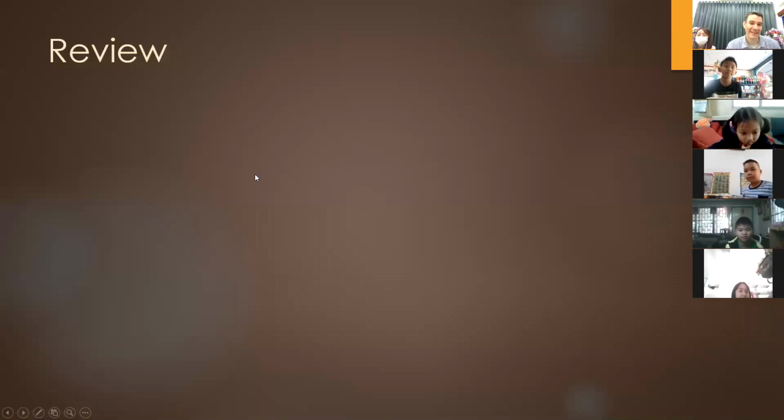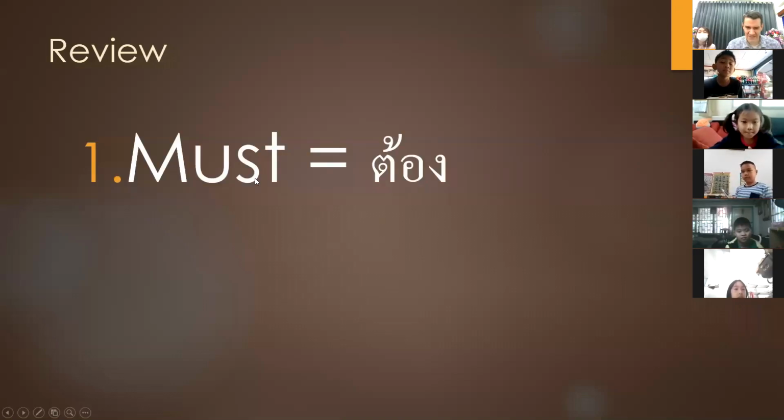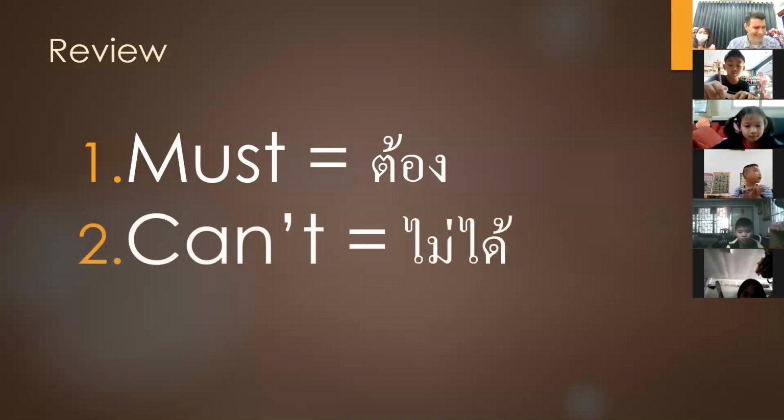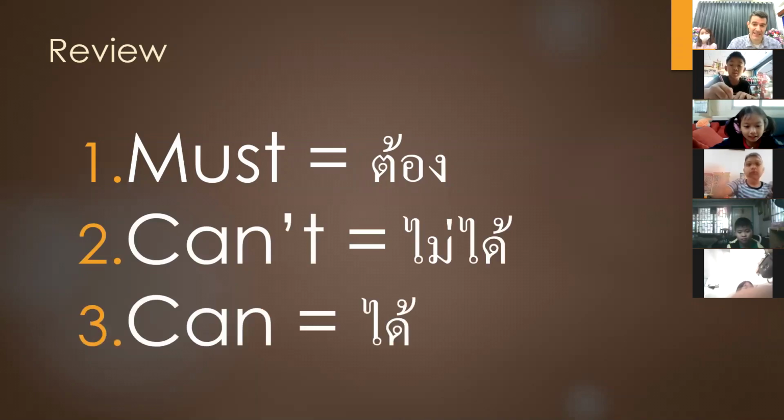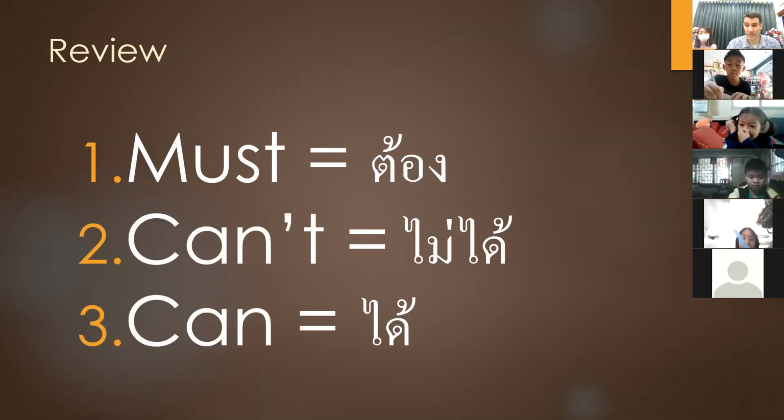Okay, so must means ต้อง. You must do something means you have to. 100%. Can't means you can't do something, means you cannot. ไม่ได้. Can is the opposite of can't. ได้. We did this before in class, so I think you should remember.